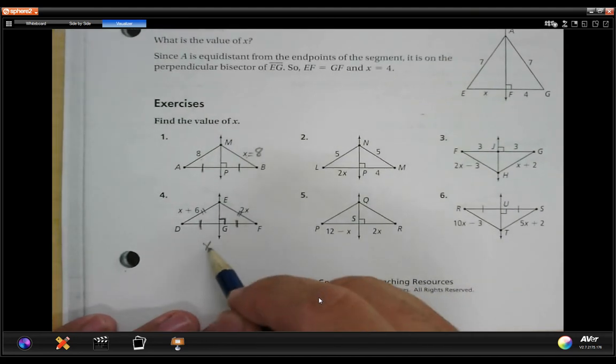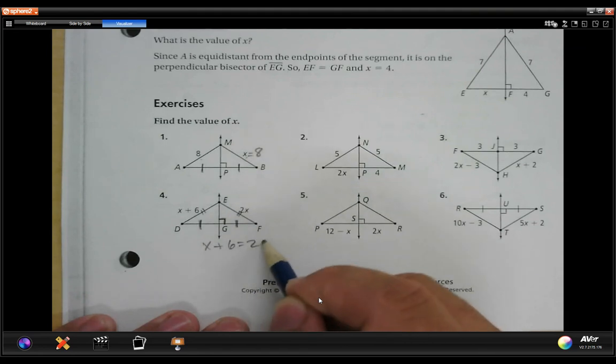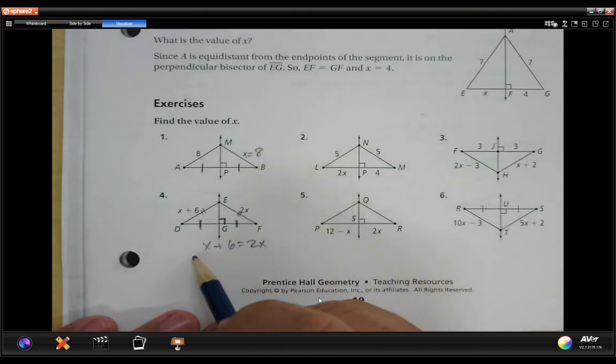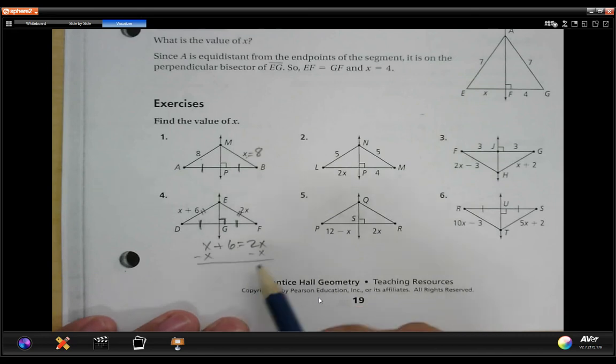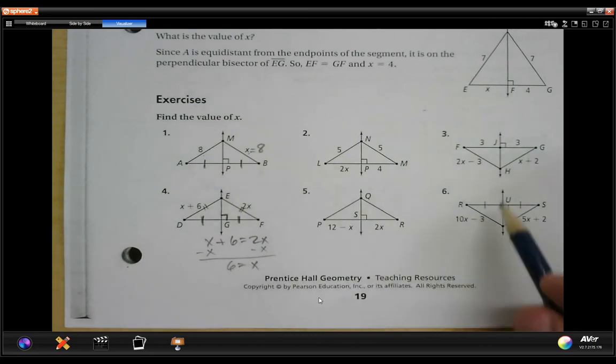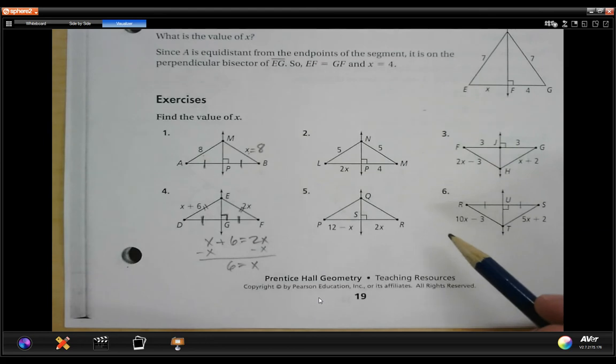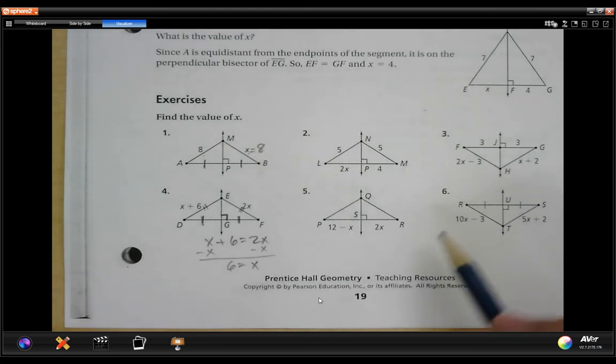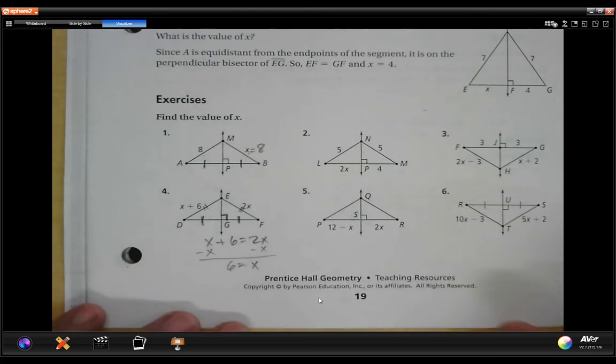So here you just do x plus 6 equals 2x. I could subtract this x from both sides, and all of a sudden I have x equals 6, and I'm finished. Again, these are really simple. That's all you would have to do in all these, just set them equal to each other. So there's not really a whole lot of reason to go through this particular part. What I want to focus on is angle bisectors.